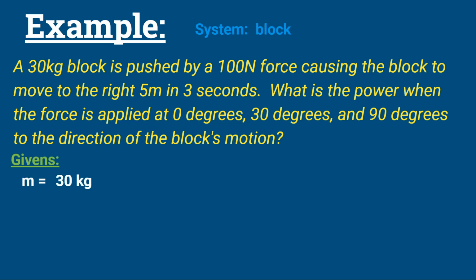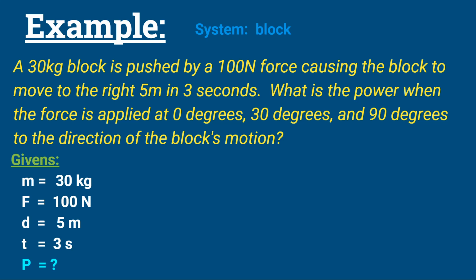Okay, so let's take a look at what information we know. We know the mass of the block is 30 kilograms. We know the force applied to it is 100 newtons. We know the distance that the force is being applied is for 5 meters and that it's applied for 3 seconds. We're trying to solve for power. But again, we have 3 different calculations because it's telling us, hey, this 100 Newton force, we're going to apply it in 3 different ways. We're going to do it 0 degrees, 30 degrees, and 90 degrees.